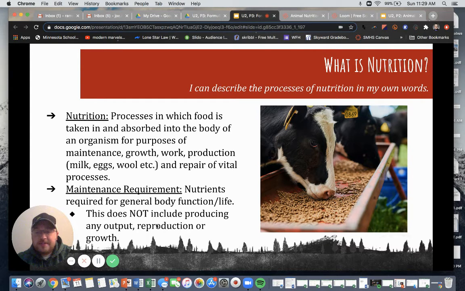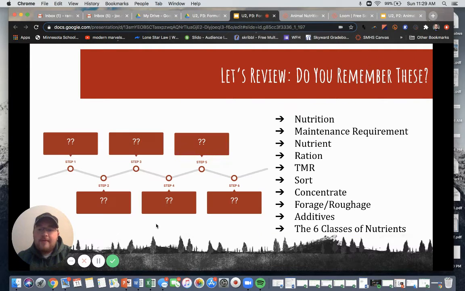Maintenance requirements are a little bit different, because maintenance requirements are just the specific needs of an animal to maintain where it is at and not have any additional growth or reproduction or output, just maintaining where we are at. So on this slide, we have a lot of different terms, and we have the 6 steps to nutrition.